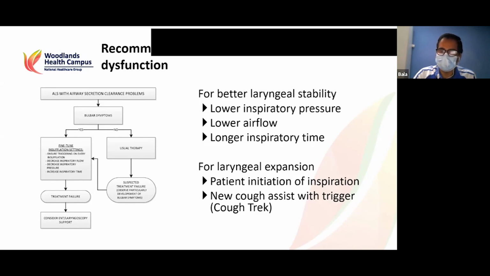For laryngeal stability, she asked us to use low inspiratory pressure. This low inspiratory pressure should be similar to your NIV. For example, if you're using NIV with an inspiratory pressure of 20, then you can just follow that. That will be a good gauge. The patient should be able to adapt to that kind of pressure. So that's the low inspiratory pressure, and low airflow and longer inspiratory time. She also recommends longer inspiratory time.